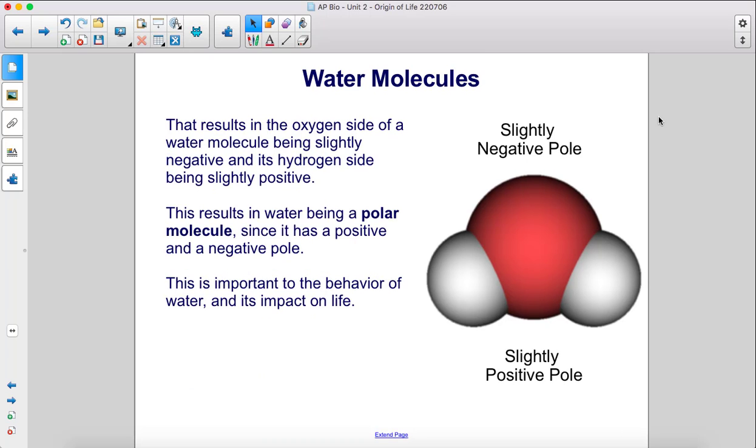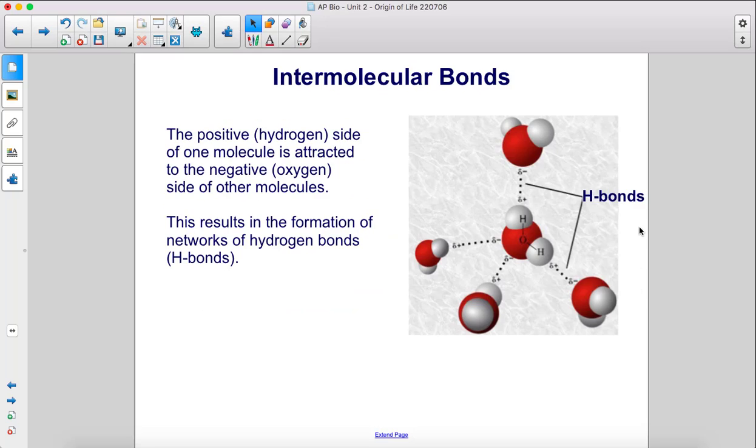That results in the oxygen side of a water molecule being slightly negative and its hydrogen side being slightly positive. This results in water being a polar molecule, since it has a positive and a negative pole. This is important to the behavior of water and its impact on life. The positive hydrogen side of one molecule is attracted to the negative oxygen side of other molecules. This results in the formation of networks of hydrogen bonds.